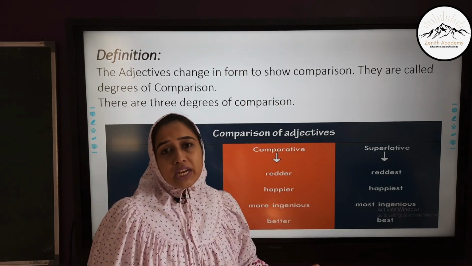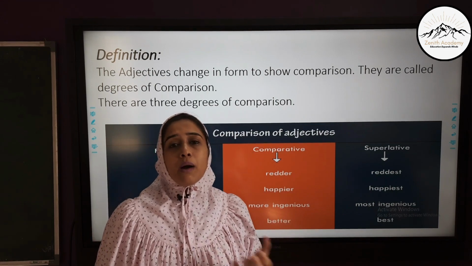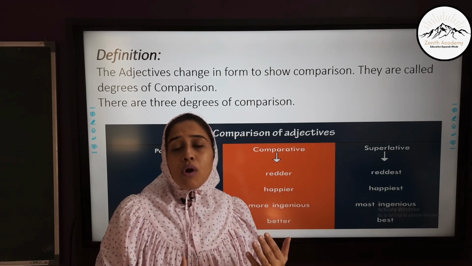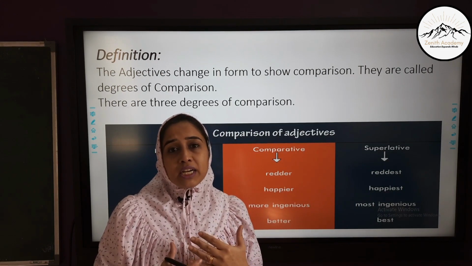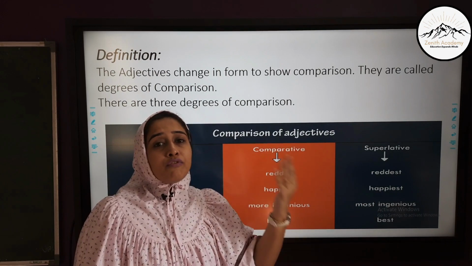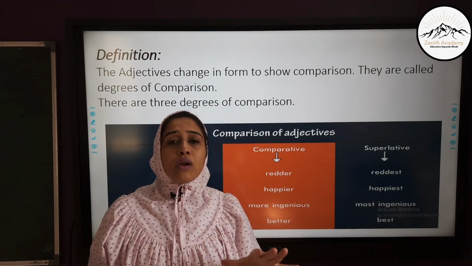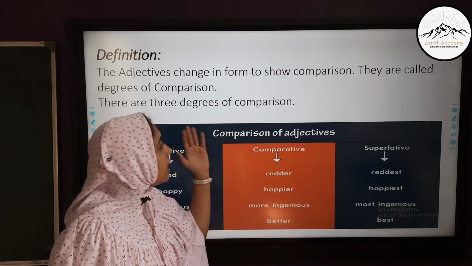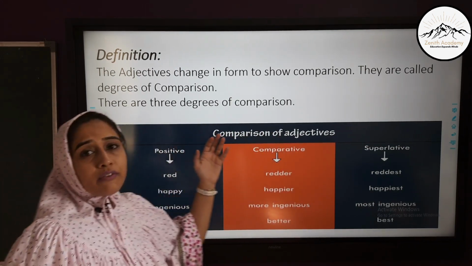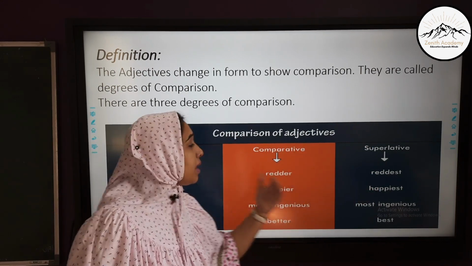Now what is an adjective? We know that an adjective is a word which is used to describe something about the noun. Now the word may be describing something good or bad. So when it changes in form to show comparison between two similar or different objects, then it is called degree of comparison. There are three degrees of comparison: positive, comparative and superlative.